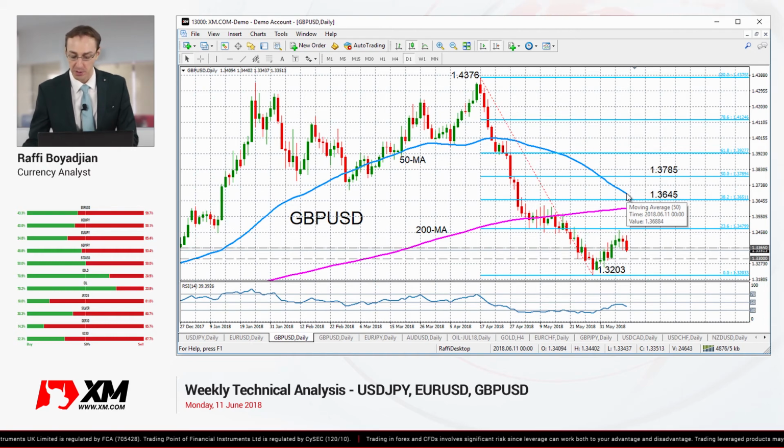But we will really need to see pound dollar reclaiming the 50-day moving average currently at 1.3688 in order to see the medium-term picture turning bullish again. At the moment, the medium-term picture is looking rather neutral with the risks to the downside.